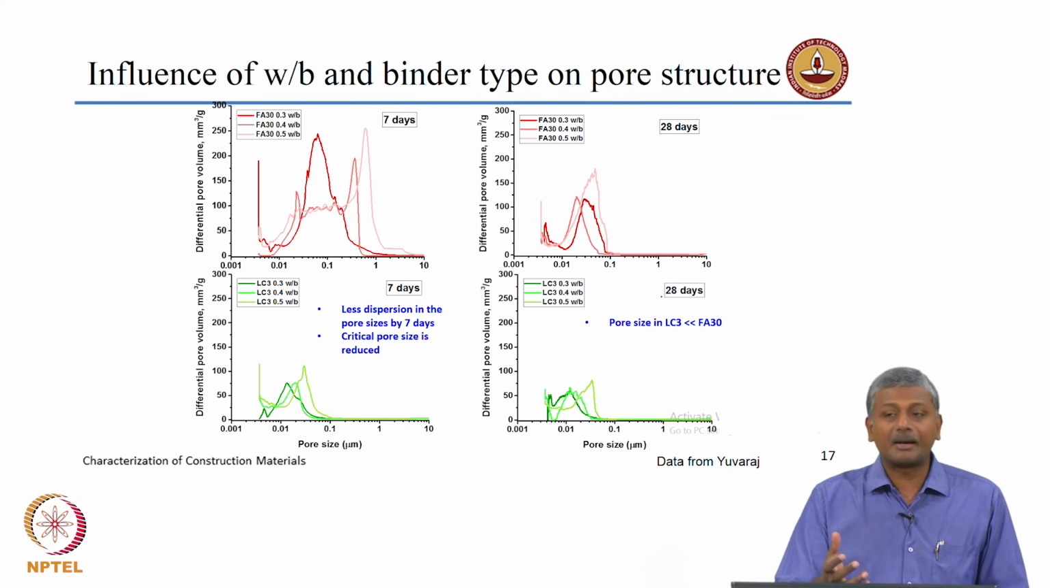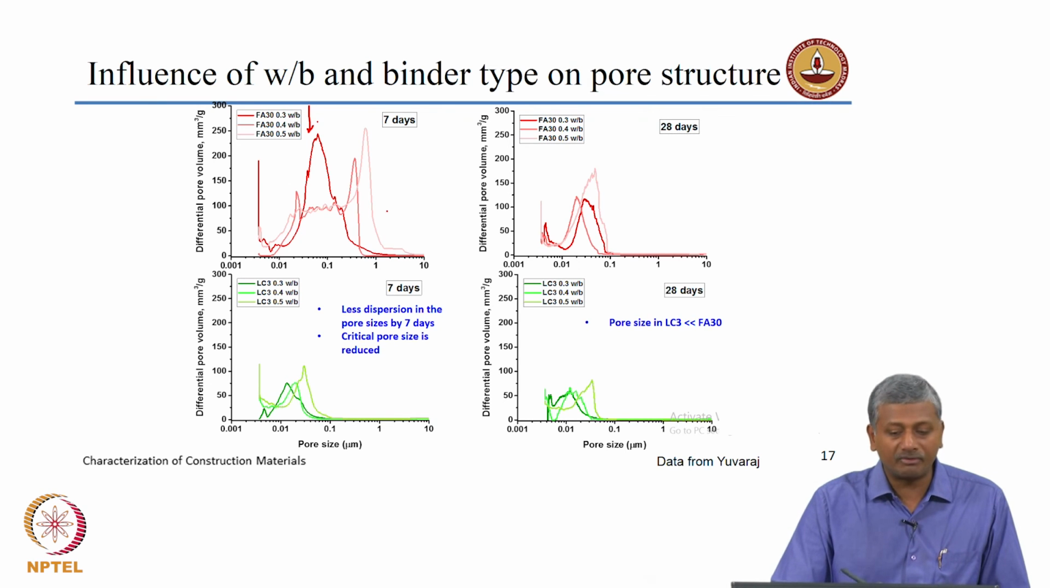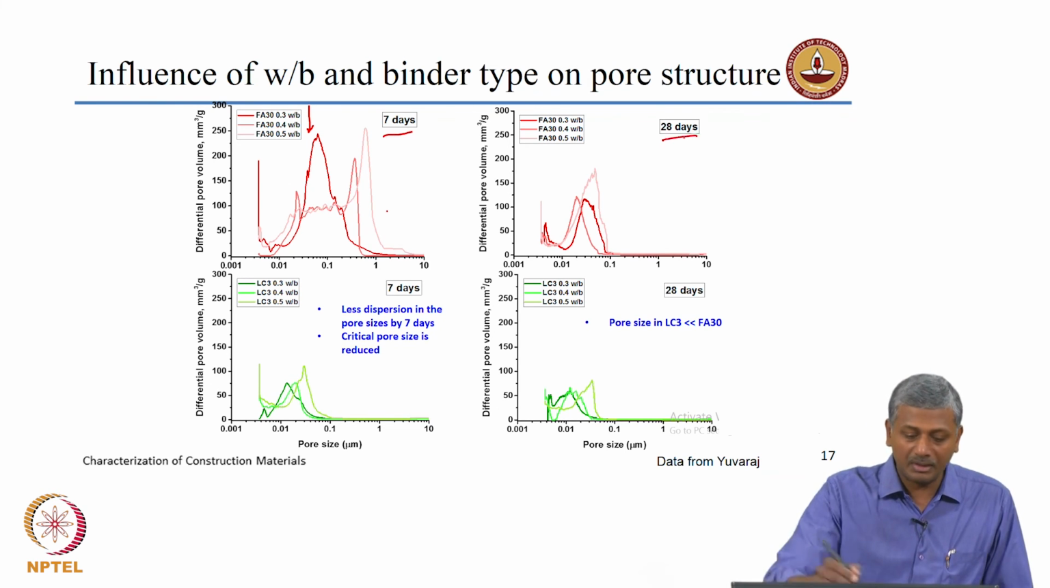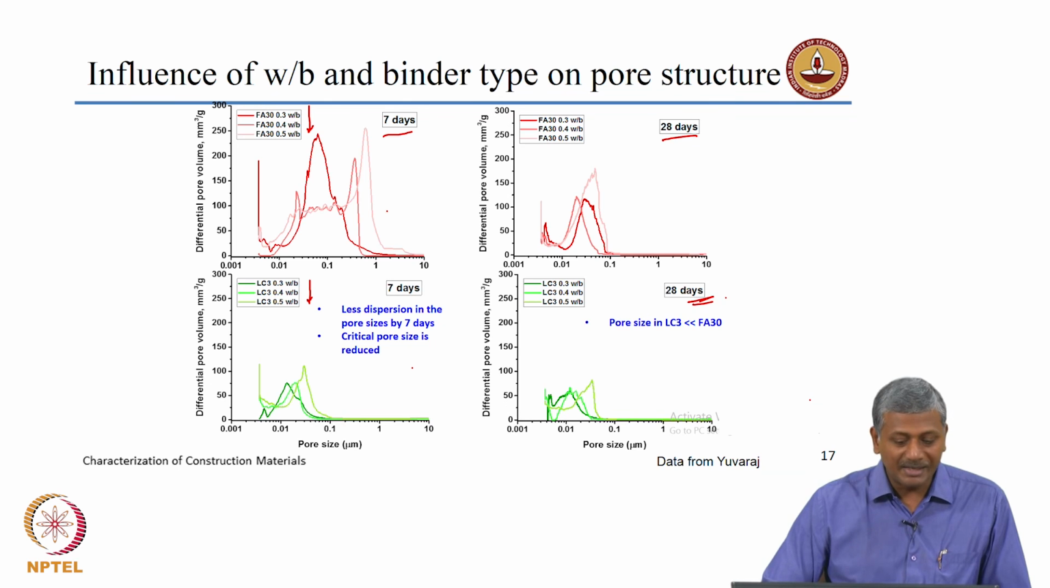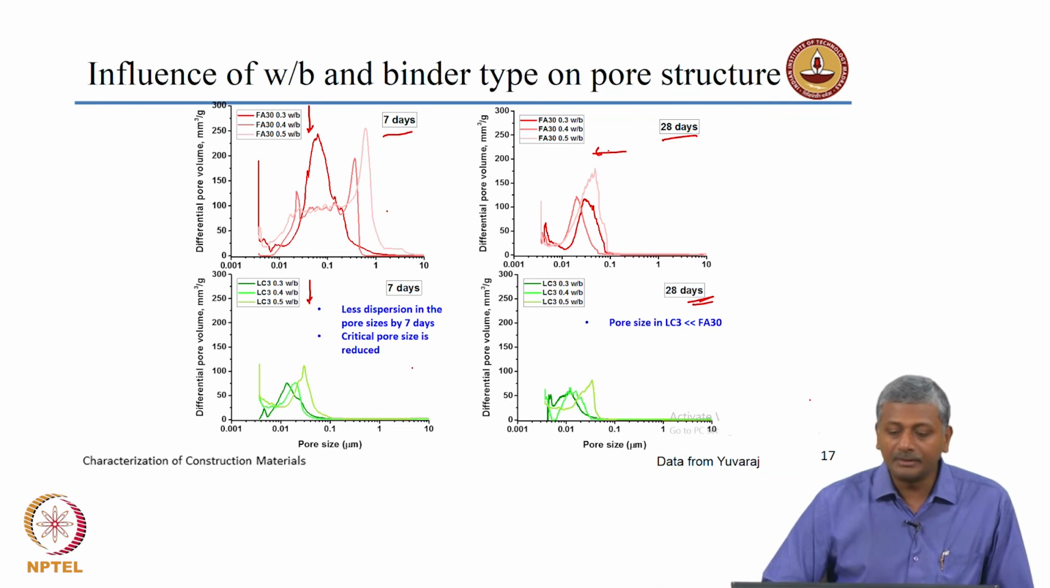Now, here this is a combined influence of water binder ratio and binder type on the pore structure. Once again, the differential volume plots have been given here, for the fly ash system at different water binder ratios from 0.3 to 0.5 at 7 days and 28 days, as opposed to LC3 systems at 7 days and 28 days. So, what you see are the critical differences here. One critical difference that you observe is that the fly ash system responds in a large way to the increased duration of curing. From 7 days to 28 days, there is a significant reduction in the critical pore sizes indicated for the fly ash systems.